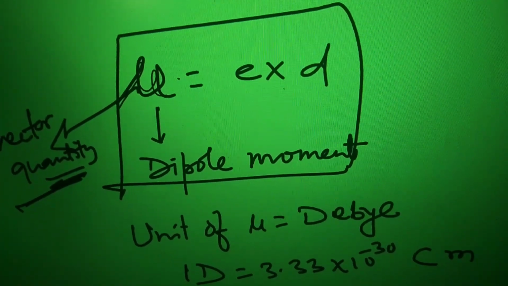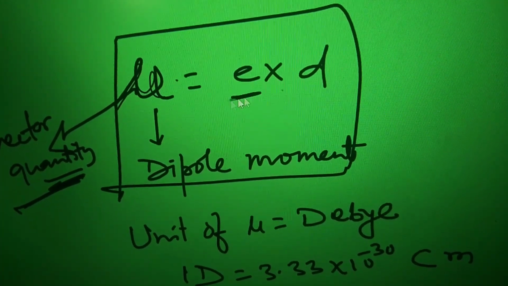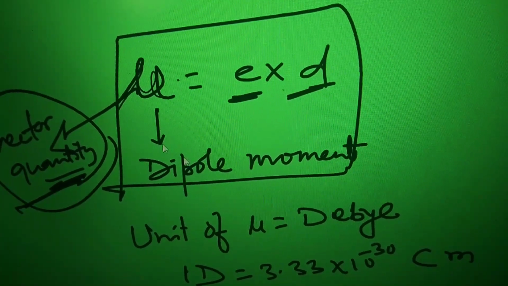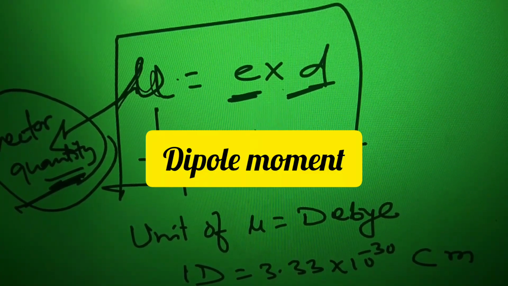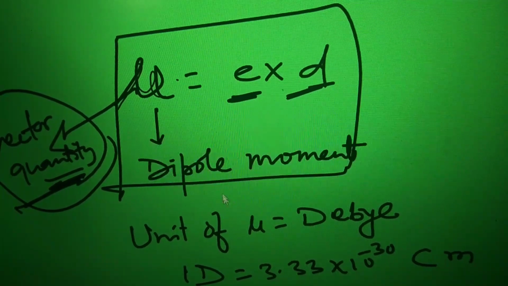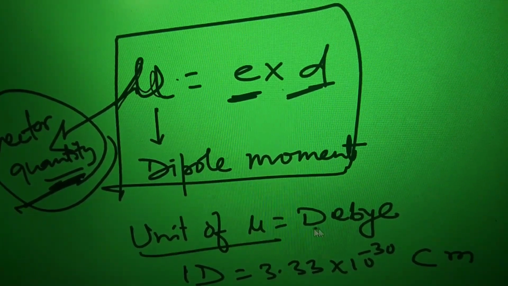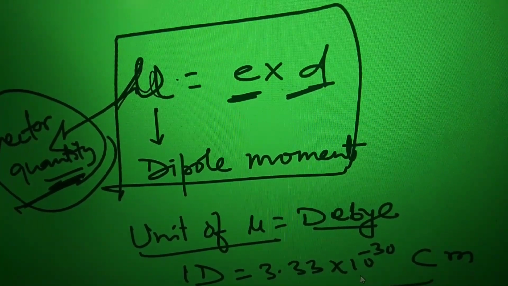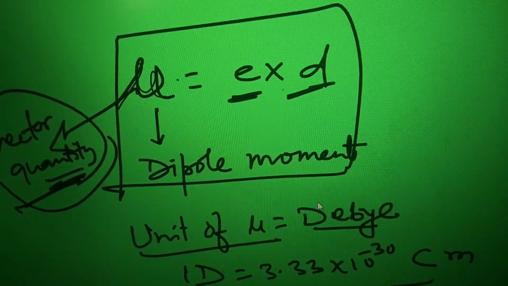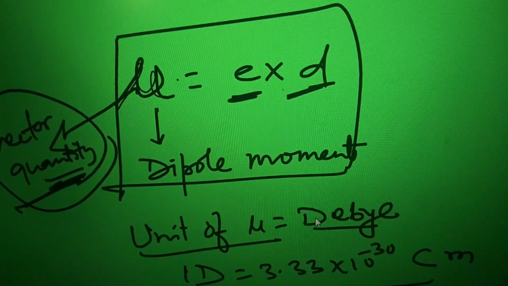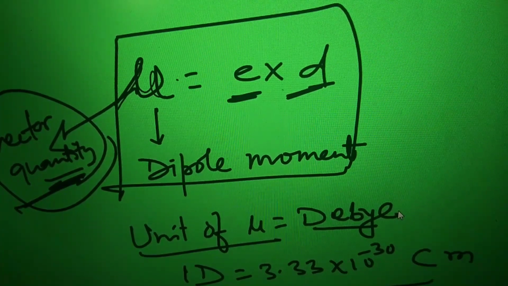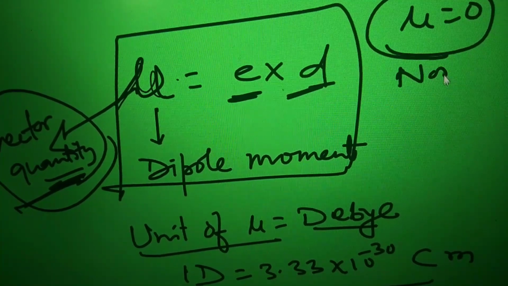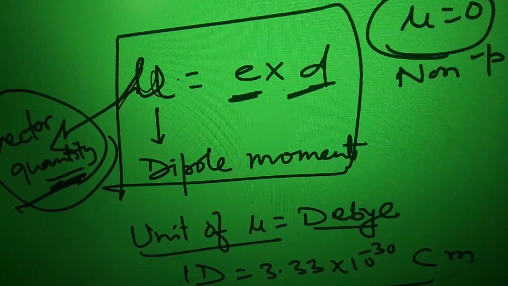Now let's see what dipole moment is. Dipole moment is the product of charge and bond length. It is a vector quantity, meaning that we have to find the dipole moment on the basis of vector addition. The unit of dipole moment is the debye, and 1 debye is equal to 3.33 times 10 to the power minus 30 coulomb meter. Coulomb is the SI unit of charge and meter is the SI unit of length. So if the dipole moment comes out to be 0, then the molecule is non-polar, and if it is not equal to 0, then it is polar.